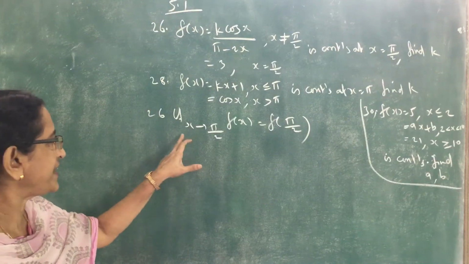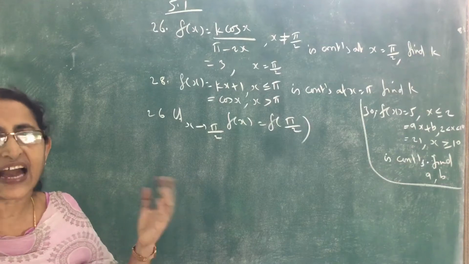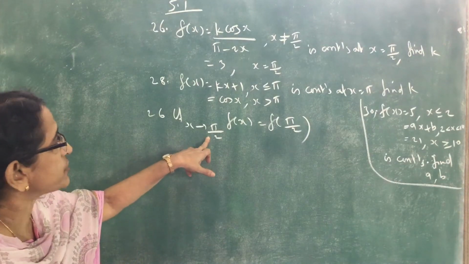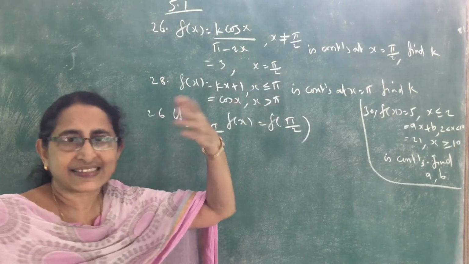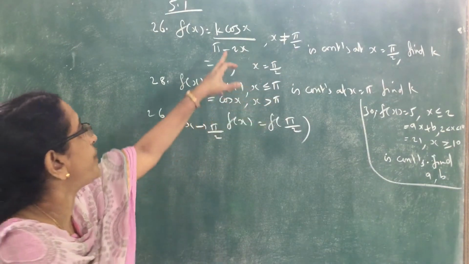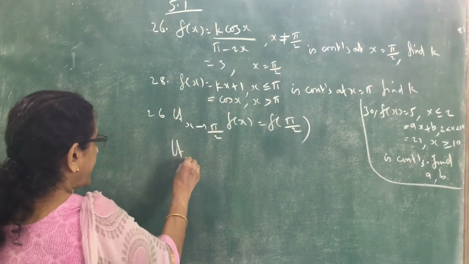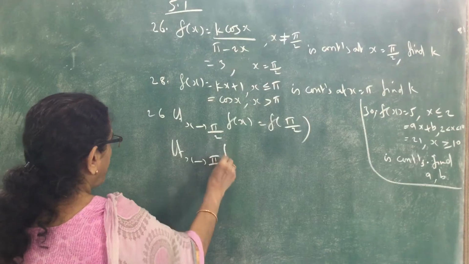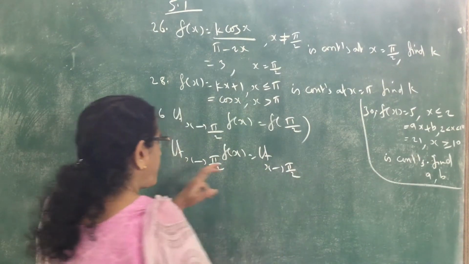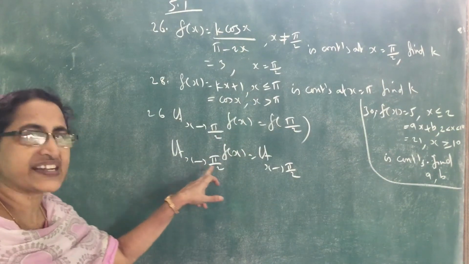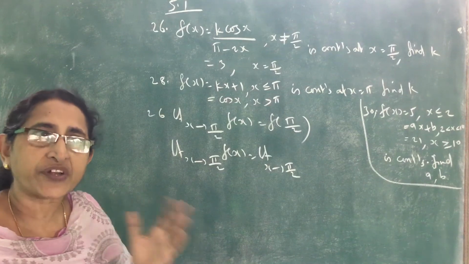Now to find the limit x tends to pi by 2, we have to think whether we need to find the left limit and right limit. When x is less than pi by 2 or greater than pi by 2, x not equal to pi by 2, the function is the same. So we need to find only the direct limit. So limit x tends to pi by 2 f of x equals limit x tends to pi by 2 f of x. What is f of x where x tends to pi by 2? x tends to pi by 2 means x is not equal to pi by 2.